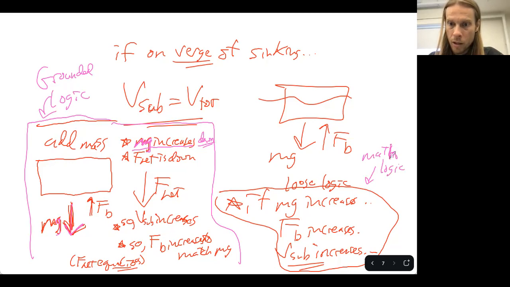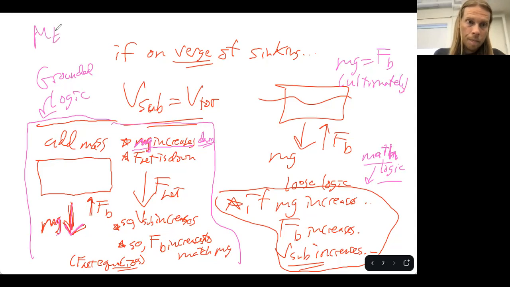I call it loose logic because it's not really cause and effect logic. It's like, this is what the math says. If mg increases, then FB increases, and V sub increases because I know mg equals FB ultimately. But this is the mechanism.